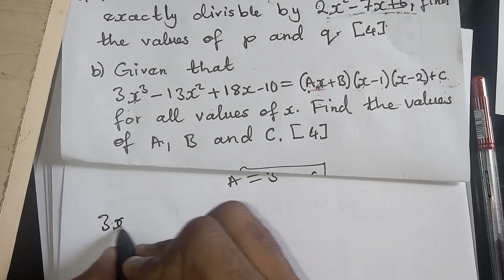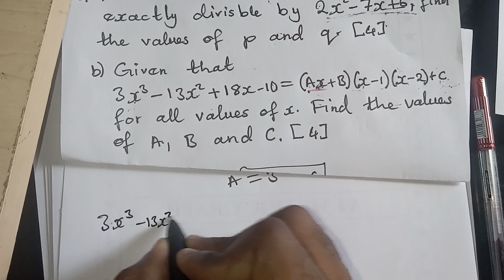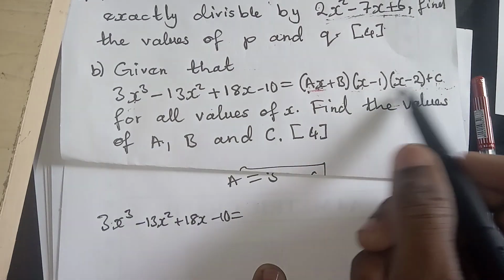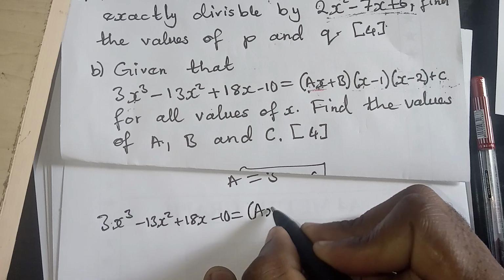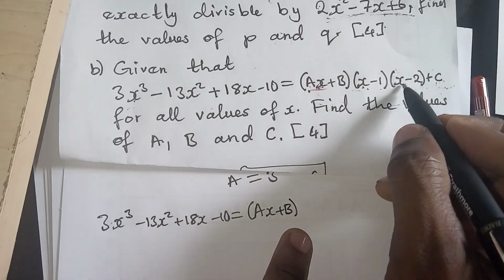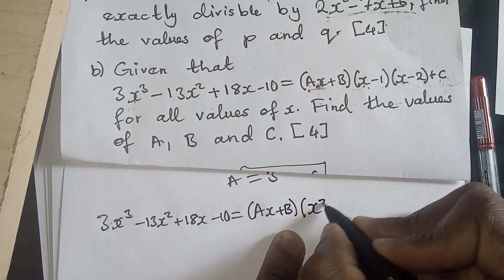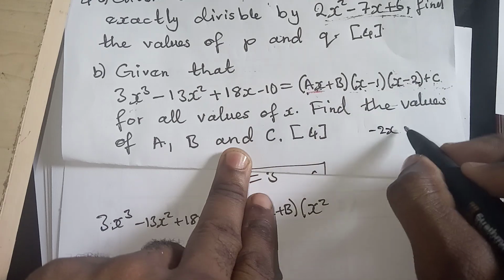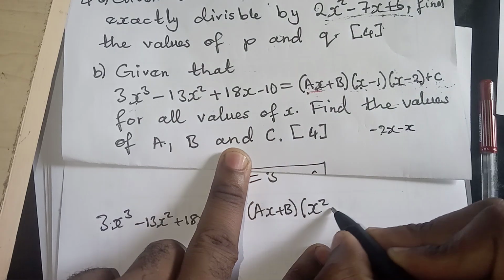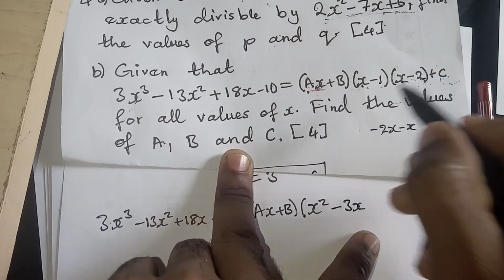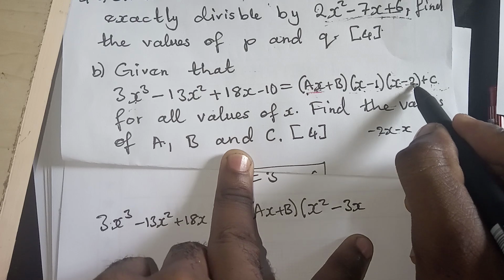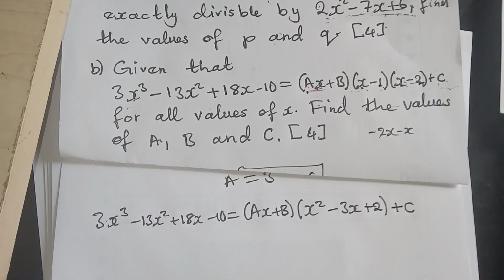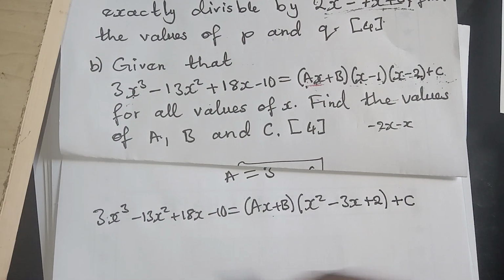We have 3x cubed minus 13x squared plus 18x minus 10 is equal to, let's start with this side, ax plus b. So x multiplied by x is x squared, x multiplied by this is negative 2x, and then this multiplied by this is that. When we subtract them, this will be negative 3x. Then negative 1 multiplied by negative 2, this will be positive 2 plus c, like this. And then we can expand this further.